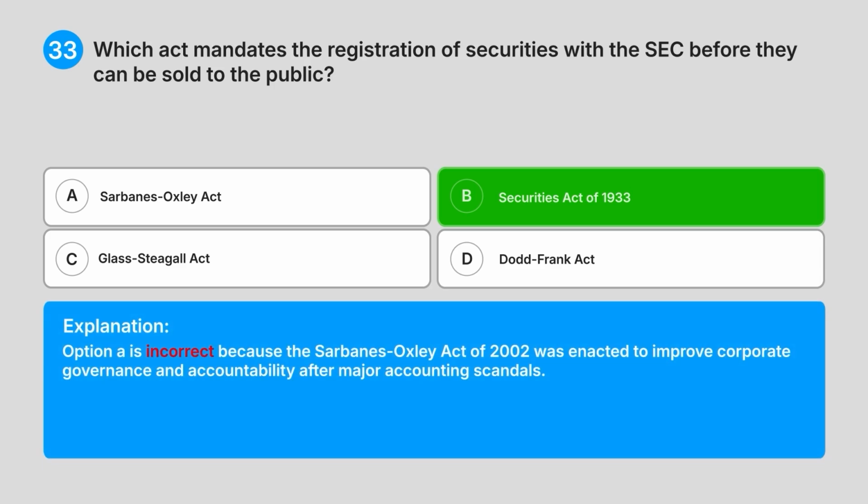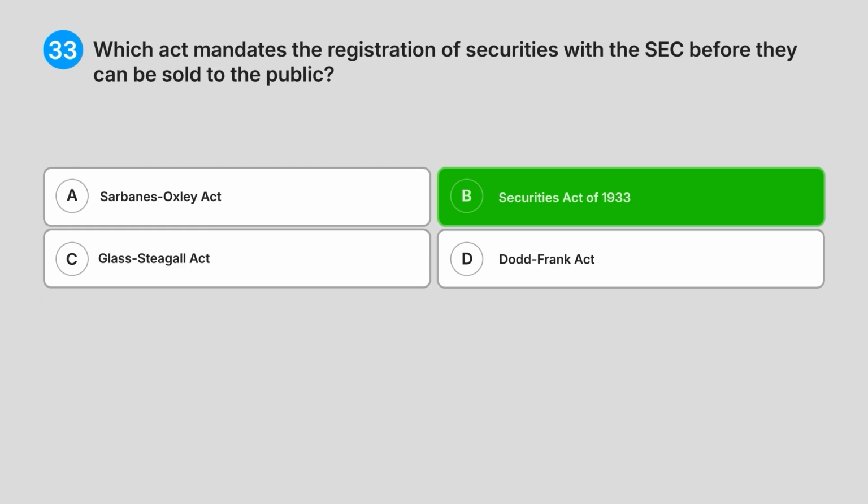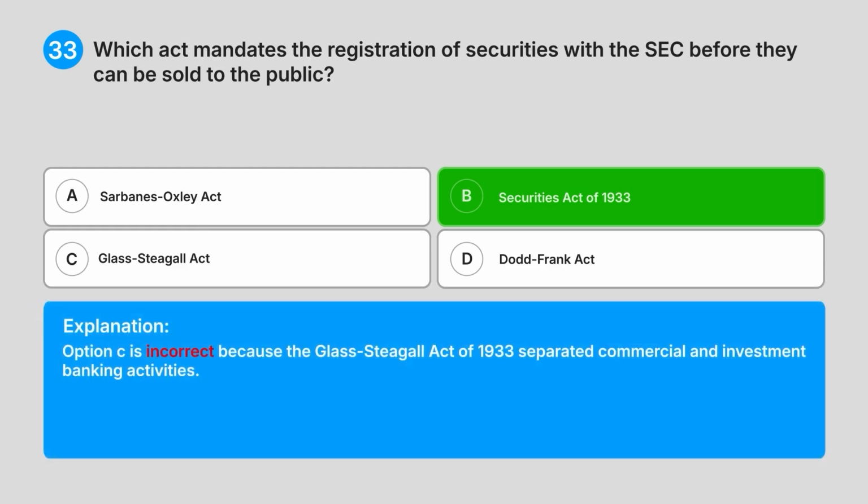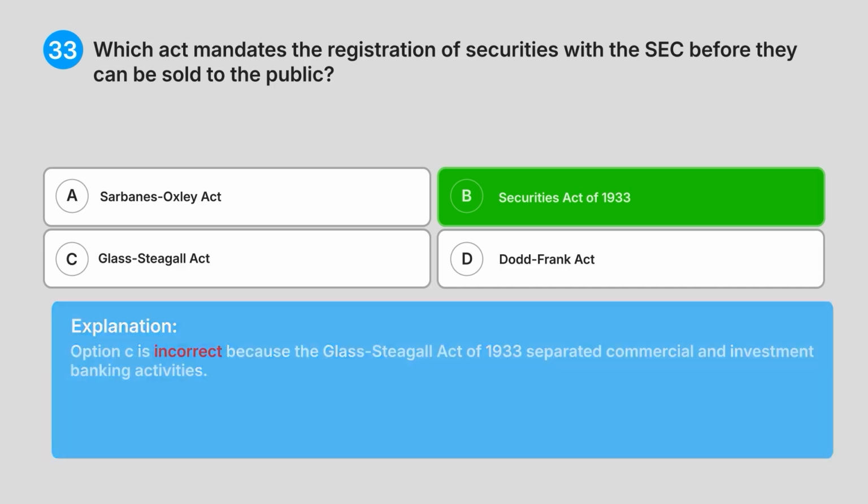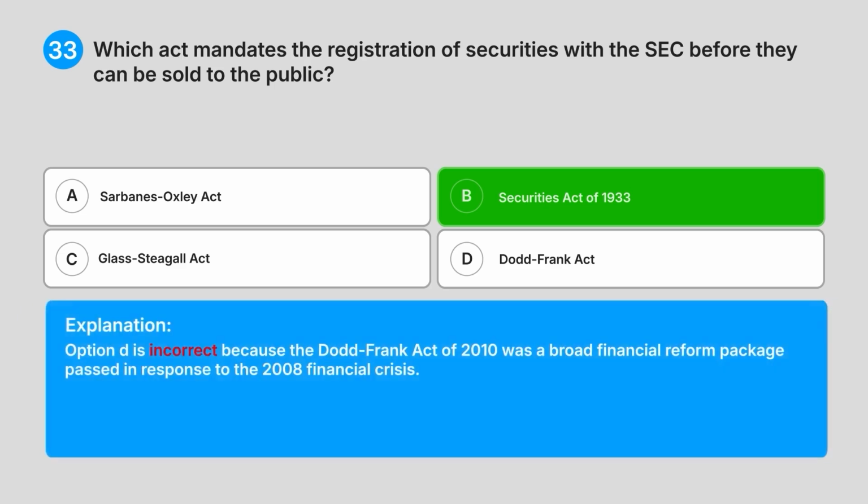Option A is incorrect because the Sarbanes-Oxley Act of 2002 was enacted to improve corporate governance and accountability after major accounting scandals. Option C is incorrect because the Glass-Steagall Act of 1933 separated commercial and investment banking activities. Option D is incorrect because the Dodd-Frank Act of 2010 was a broad financial reform package passed in response to the 2008 financial crisis.